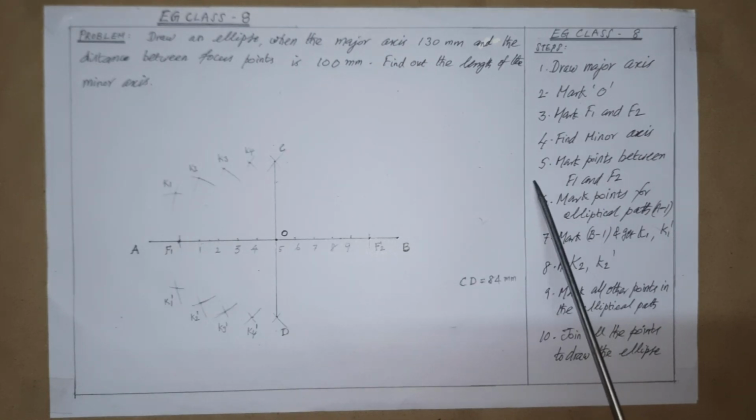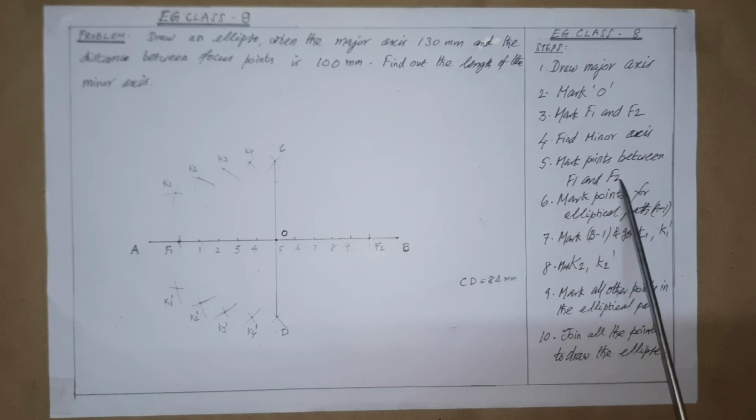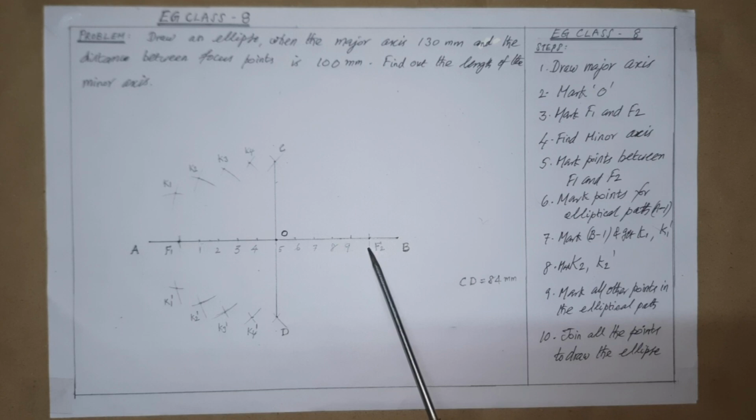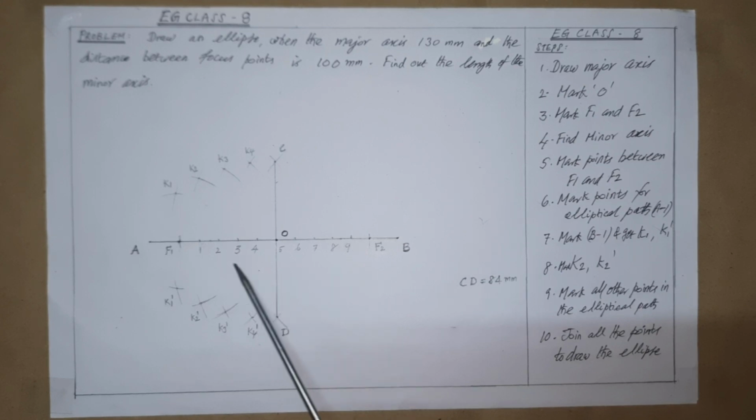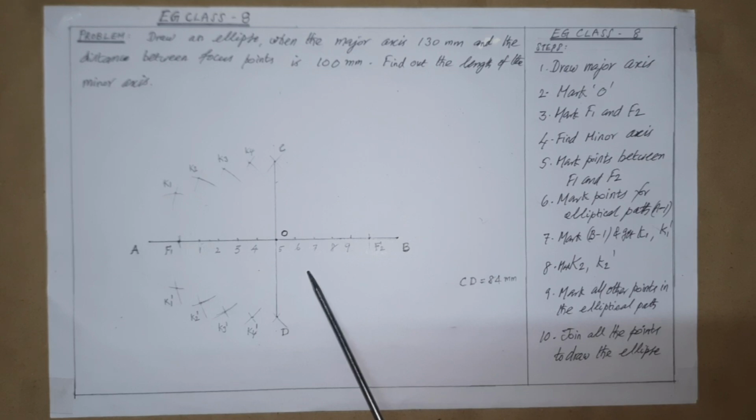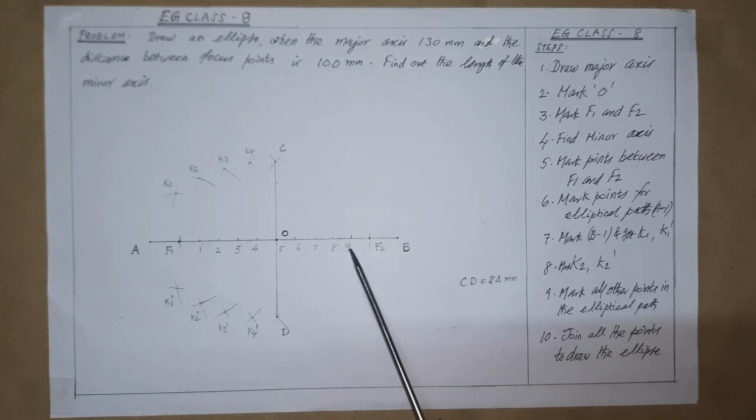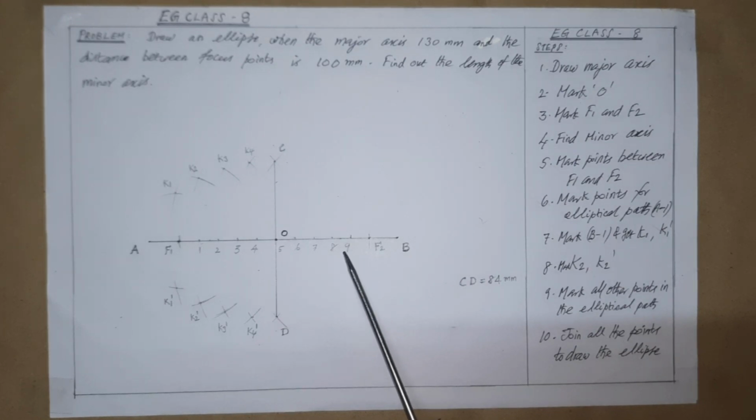Now as per step 5, mark points between F1 and F2 to our suitability as required. The gaps may or may not be equal, and also the number of points is not calculated and is only approximate to our suitability. Refer now. The points are marked here as shown. Totally 9 points are marked for this drawing.